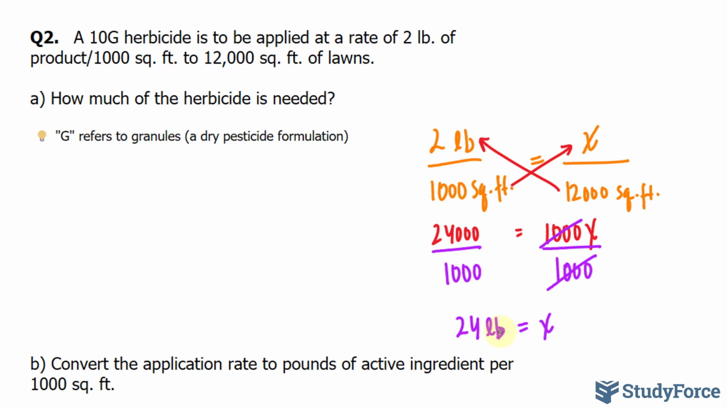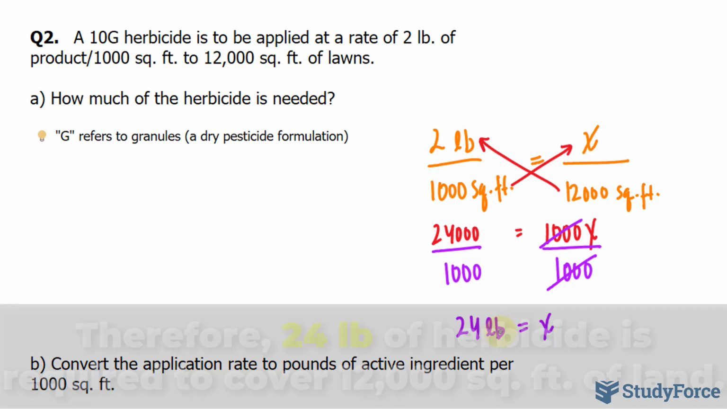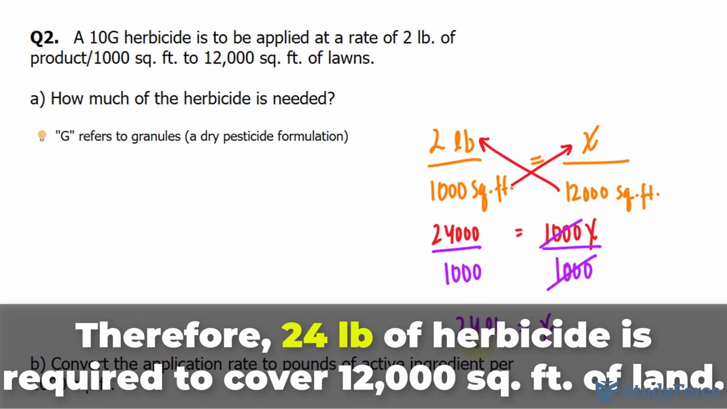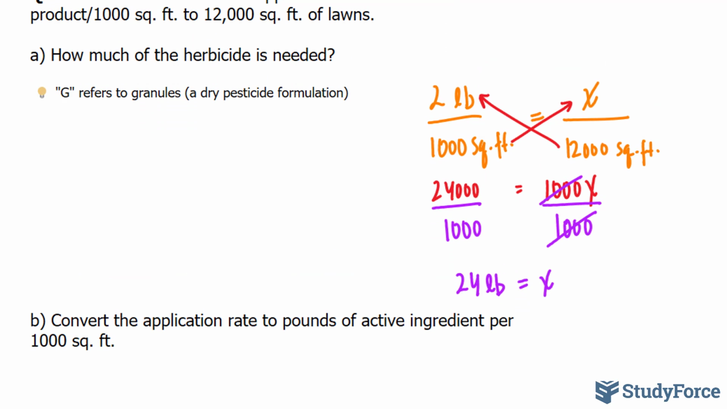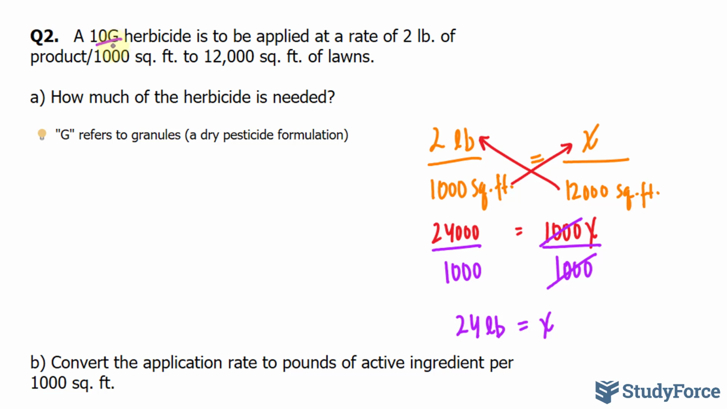You should always follow up each of your answers with a therefore statement. So 24 pounds of herbicide is required for 12,000 square foot of lawn. In question B, we're asked, convert the application rate to pounds of active ingredient per 1,000 square feet. And for this, we have to understand what that 10G meant earlier.